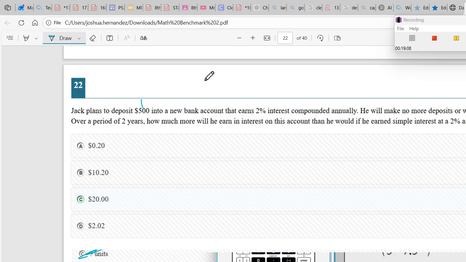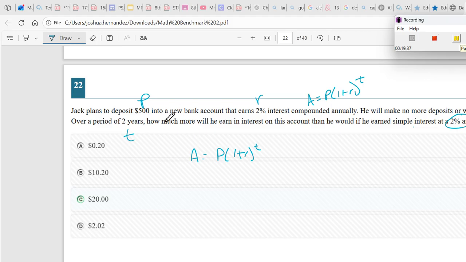Jack deposits principal in the bank account at a 2% interest rate, compounded annually, A equals P times 1 plus R to the T. Simple interest rate right there. No more deposits or withdrawals over a 2-year period. How much more interest will the account have earned if it is compounded rather than simple interest? Ooh, this is saying if you do it annually, which is use A equals P times 1 plus R to the T. So it's going to take a little bit of work. When you add in compounded interest here, it increases a little bit extra, because it increases based off of the interest earned from the first year.